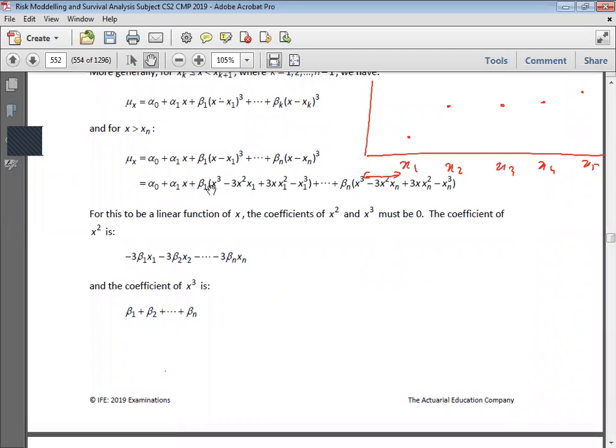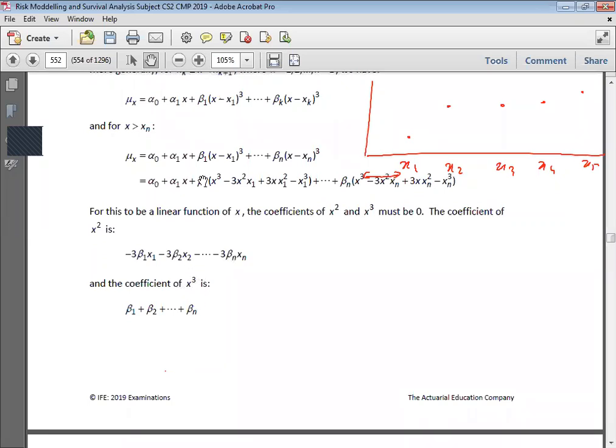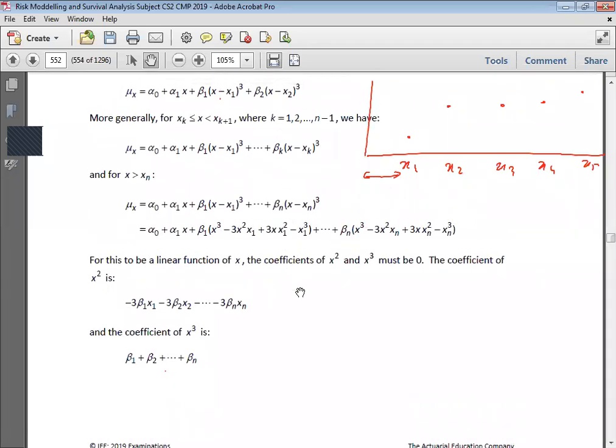So what you do is you take all of the coefficients of x square. So here this is minus 3 beta 1 x1, minus 3 beta 1 x1, and so on and so forth. And you want the addition of all of these to be 0. And similarly, the coefficient of x cubed, which will just be beta 1 here and beta 2 plus up until beta n, this should also be 0. So if you have these two conditions satisfied and the functions defined in such a manner, then you are ensured to get a natural cubic spline.